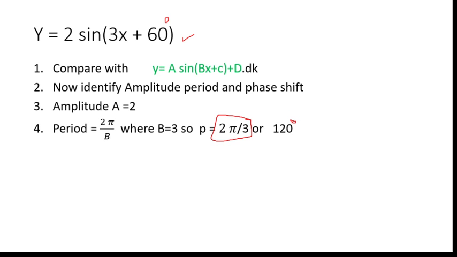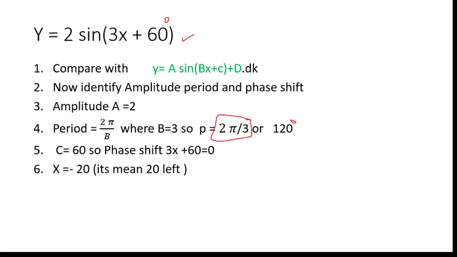Okay, and your horizontal shift, look here, your horizontal phase shift is 60 units negative. C is equal to 60, so for the phase shift, 3x plus 60 equals 0, which means 20 degrees in the negative direction. When you are solving this, you subtract 60 degrees on both sides and divide by 3 on both sides, and you get x equals negative 20.